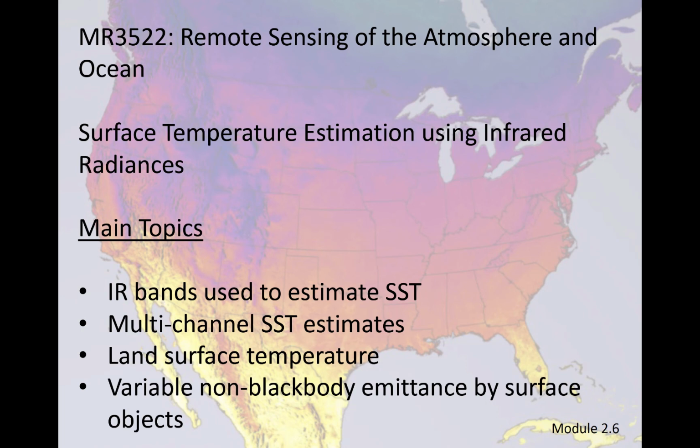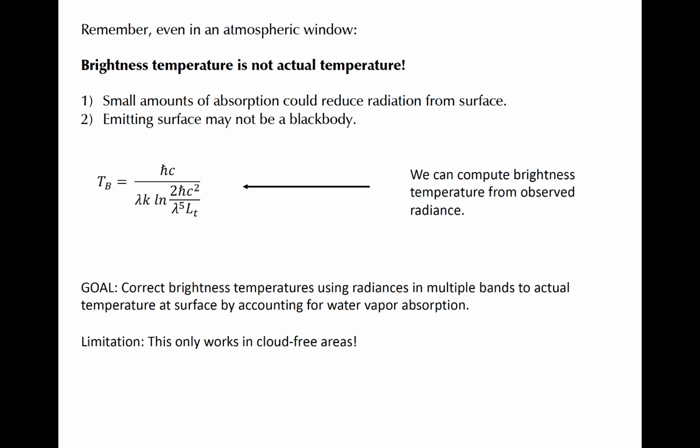This module will show some examples of how infrared radiances are used to estimate sea surface temperature or land temperature. As we recall from previous modules, brightness temperature is not the actual temperature of an object. The brightness temperature in a cloud-free environment is not the surface temperature because 1.